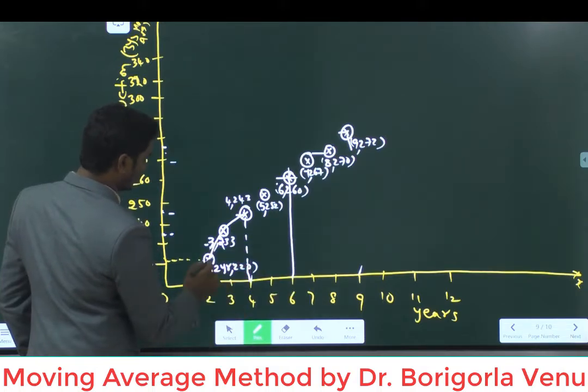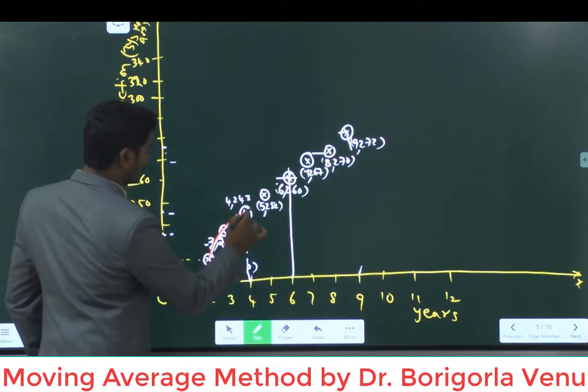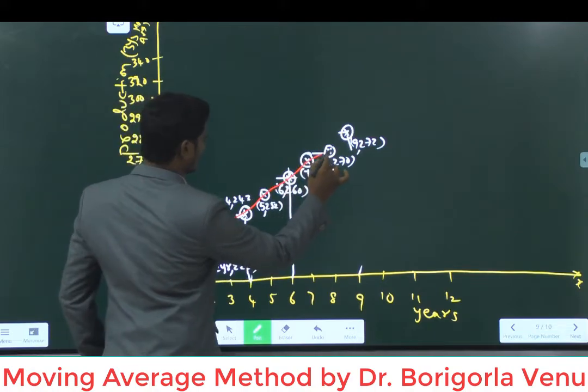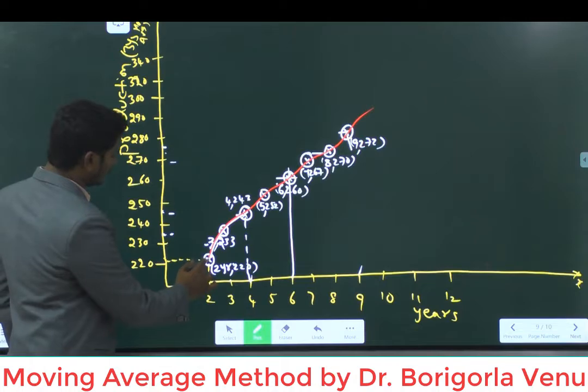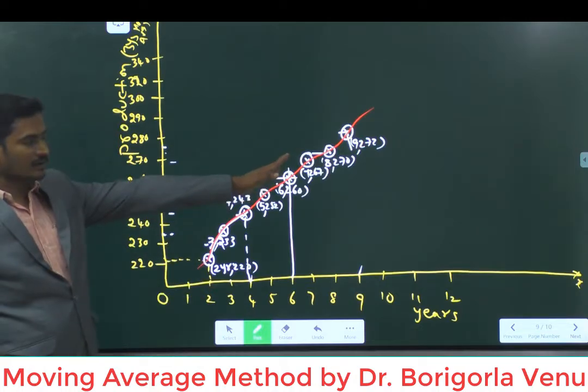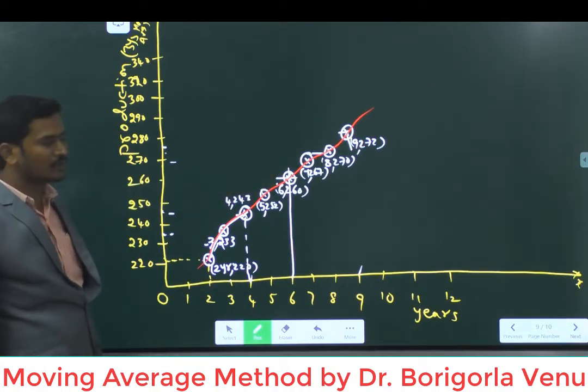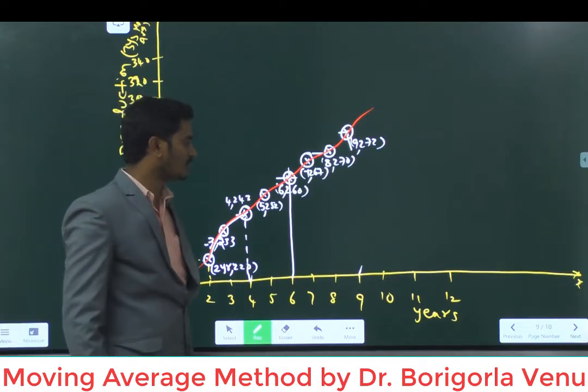So this is the trend line we are going to draw. The trend line may be followed or drawn like this. The trend may come like this. So now we are going to calculate the demand forecast for the whole year.